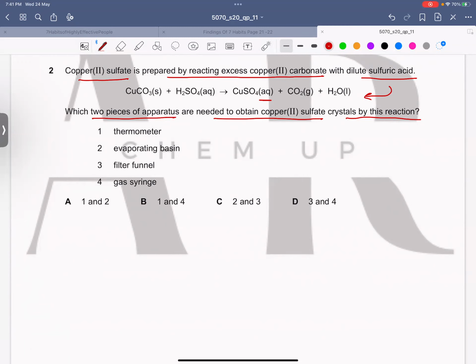So we need 2 things. First, a filter funnel to remove the excess copper carbonate, which is our reactant, which is solid, and then the evaporating basin where we evaporate the solution of aqueous copper sulfate to get the crystals. Is this understandable to everyone? So the correct answer would be C. A, B, and D are wrong ones, and the correct answer is C.